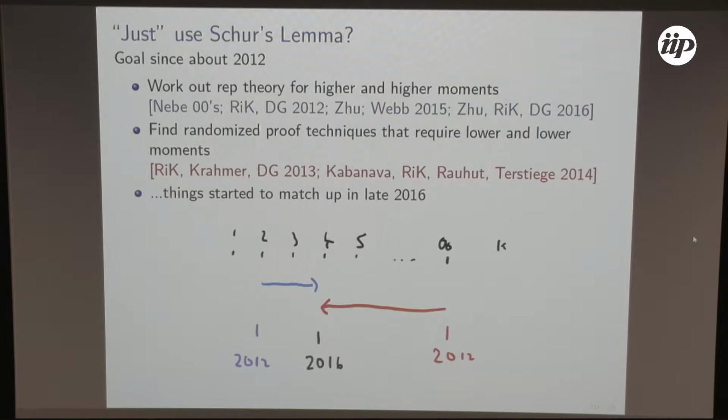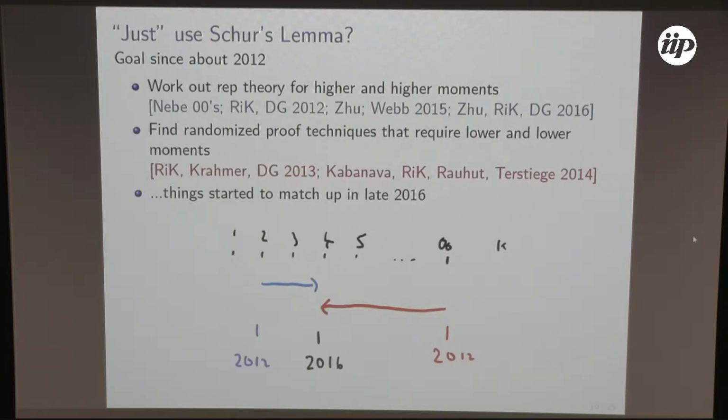At the same time, we tried to find randomized proof techniques and optimize them to get by with lower and lower moments. So we started from two sides. We knew the first two moments of the Clifford group were nailed down, but in the beginning we needed logarithmically many moments to make our proof work. Between 2012 and 2016, we approached the problem from two sides. In a series of works, we could nail down the representation theory for the moments of the Clifford group up to order 4. This gave us some room to play with, because now we had access to 4 moments.